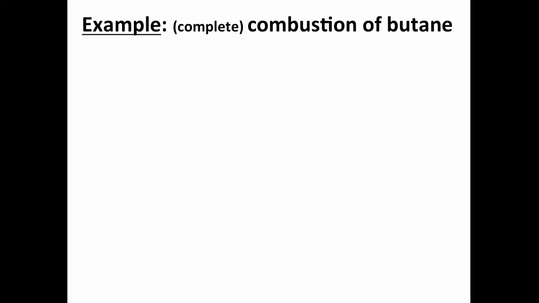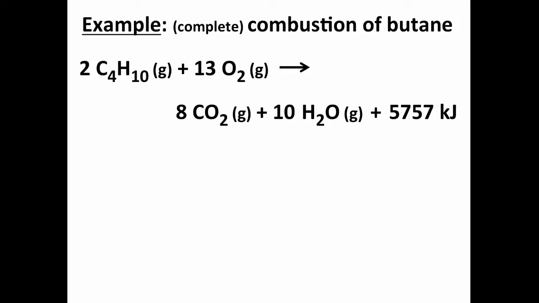Okay, well, let's start with a reaction, the complete combustion of butane. Butane is C4H10. And when butane undergoes reaction, it combines with oxygen. It makes carbon dioxide and water. You should be able to write and balance the chemical equation. The new thing that's added here is that when 2 moles of butane reacts with 13 moles of oxygen to make 8 moles of carbon dioxide and 10 moles of water, 5,757 kilojoules of energy is given off in the process. So it's a product of this reaction.